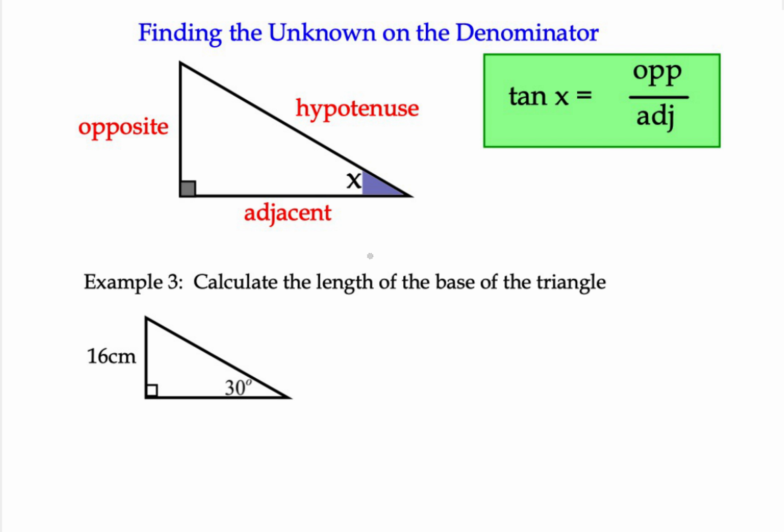It says calculate the length of the base of the triangle. So here we've got a right angled triangle. The height on the left hand side is 16 centimetres and we've got a marked angle of 30 degrees. We've also got a little square which reminds us that it is a right angled triangle.